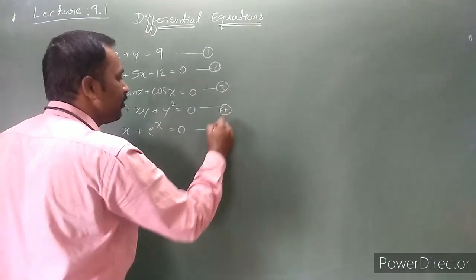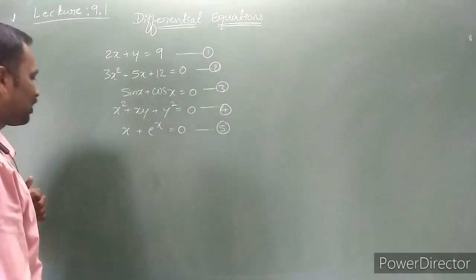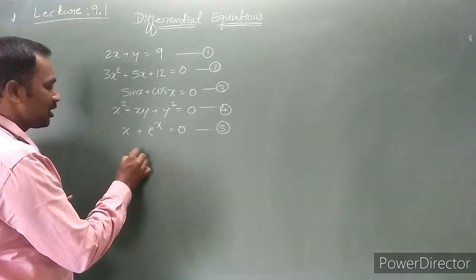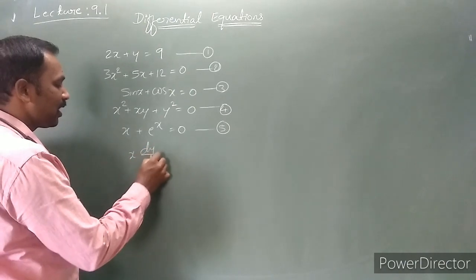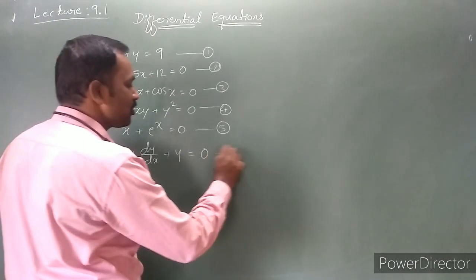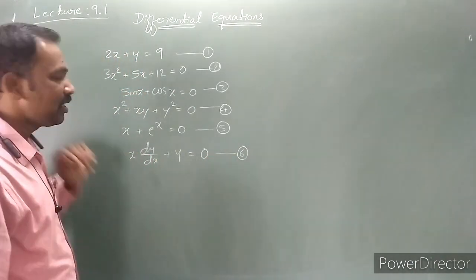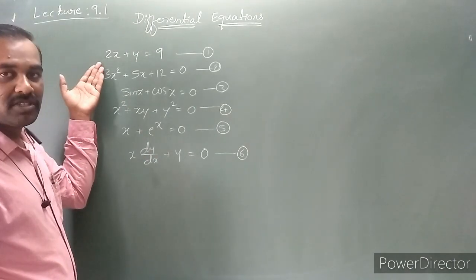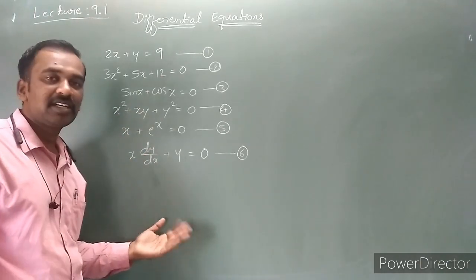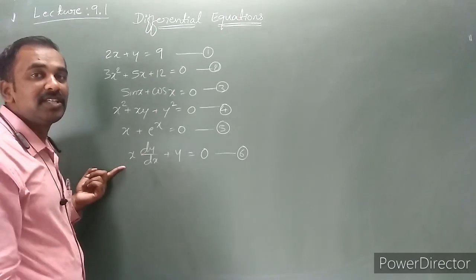Now in this video we are going to learn what a differential equation is. I am going to write one equation, that is a differential equation: x into dy by dx plus y is equal to 0. This equation number 6 is said to be a differential equation. The others are simply equations: linear equation involving two variables, quadratic equation, trigonometric equation, implicit function, and so on. Out of these, this one is said to be a differential equation.